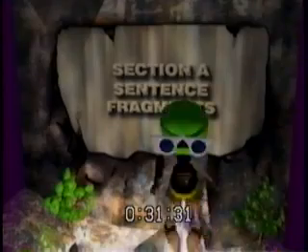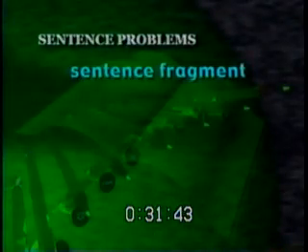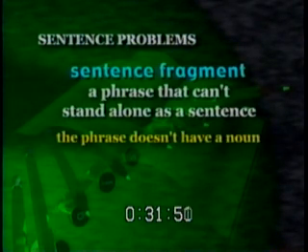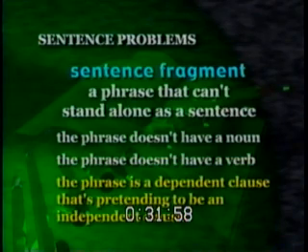Section A, sentence fragments. Ah yes, our old friends sentence fragments. Remember them? Oh well, then maybe we should review. A sentence fragment is when you try to pass off a phrase that can't stand alone as a sentence. This can happen in 3 ways. 1, it might be because the phrase doesn't have a noun. 2, it may be because the phrase doesn't have a verb. Or 3, your phrase may be a dependent clause that's pretending to be an independent clause. Whichever one of these it is, you've got a sentence fragment on your hands.